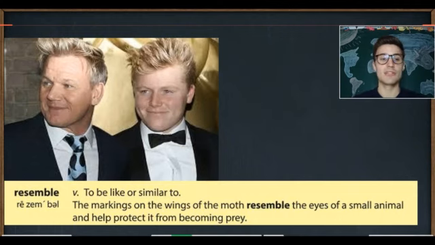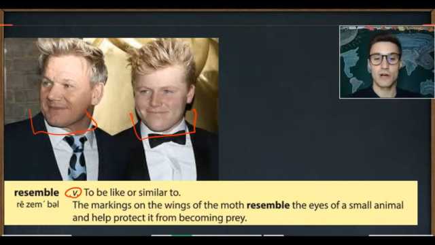Next up, it's resemble. Resemble is a verb. It means to be like or similar to. This is a very famous chef, Gordon Ramsay. This is his son. They have resembling features, right? They look a little bit the same or similar. The son resembles his father.